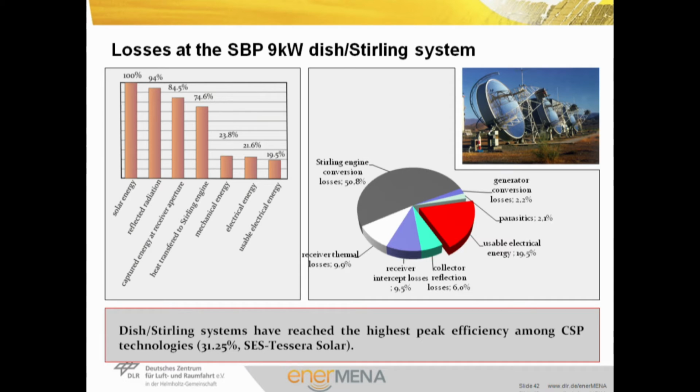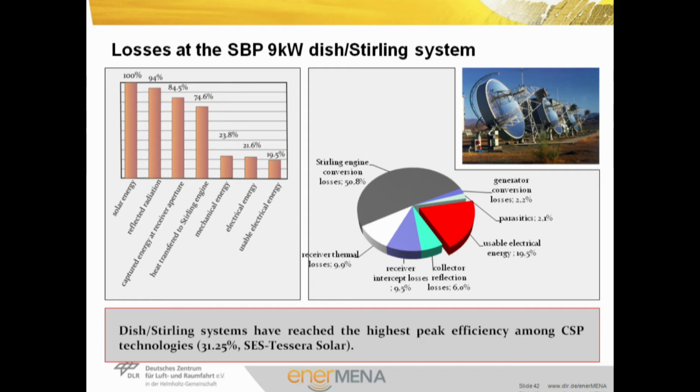The biggest loss in the whole conversion chain we can find in the power conversion unit. Also, the theoretical Stirling process has the same efficiency as the Carnot process. The conversion efficiency from heat to mechanical power of a real engine is quite a bit lower. The electrical generator also has some losses for the conversion from mechanical power to electrical. Finally, the Stirling system has some parasitic power needs for the drives, the cooling system and the controls, and we can see that only 20% of the solar power is available to be supplied to the electric grid.